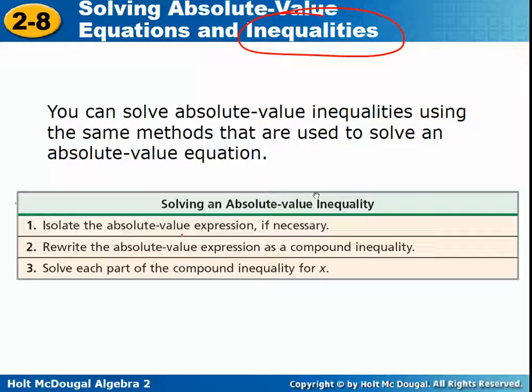So here's what we do. We isolate the absolute value expression. Sometimes that's already done. We rewrite it as a compound inequality, and we solve each part for x. But I want you to stop here and think and look at what you have once you get to this point, because sometimes there's a shortcut.